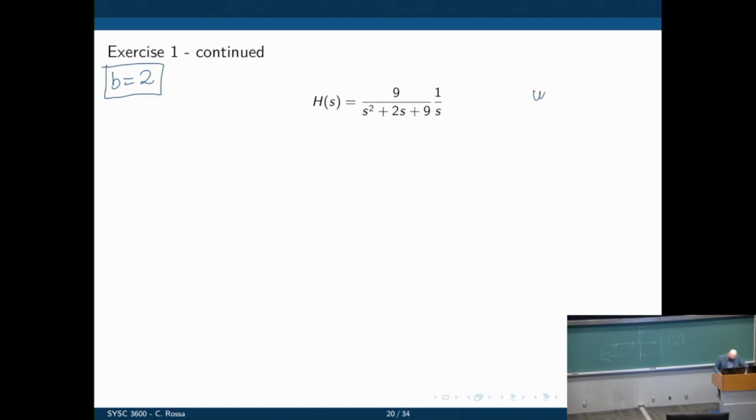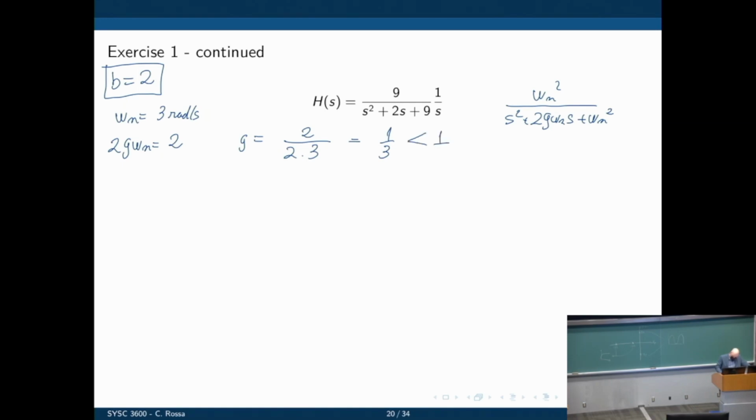Back to the standard form, omega n squared divided by s squared plus 2 zeta omega n s plus omega n squared. We already determined that omega n is 3 radians per second. And now we can say that 2 zeta omega n equals 2. So zeta is 2 divided by 2 times 3, which is 1/3. That's smaller than 1.